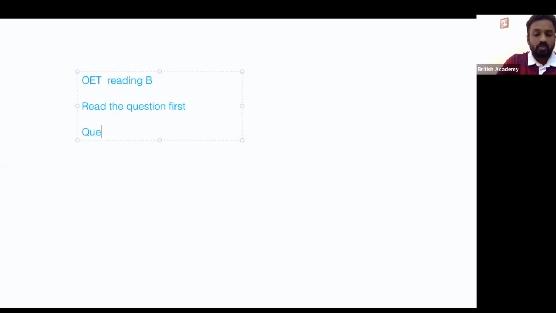Now in questions also, there are two types of questions. One is a complete question, with a question mark, asking you a direct question. The other one is an incomplete sentence. And there is also one more type of question which asks you to find out, according to the context, the meaning of a particular word.